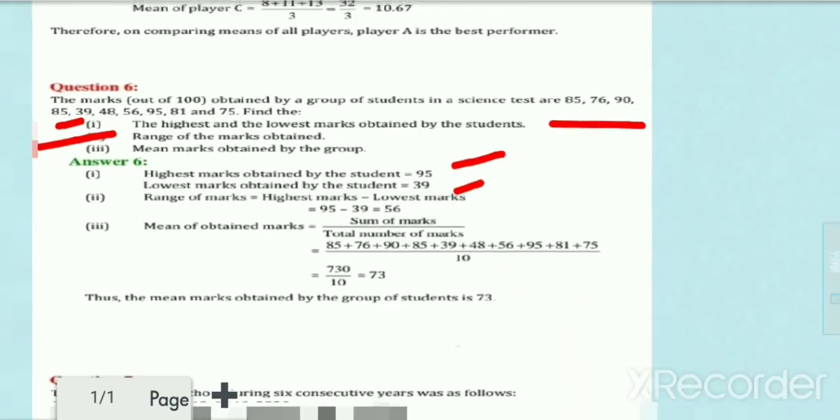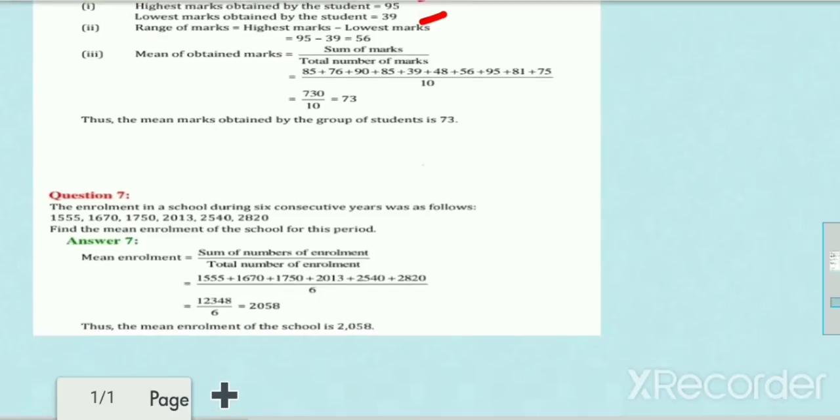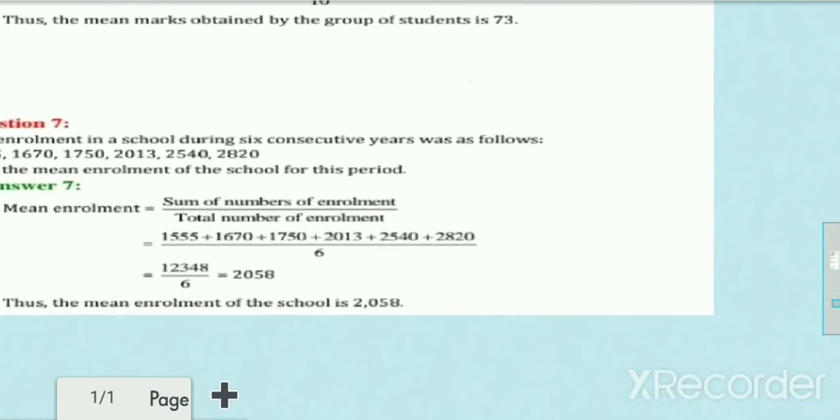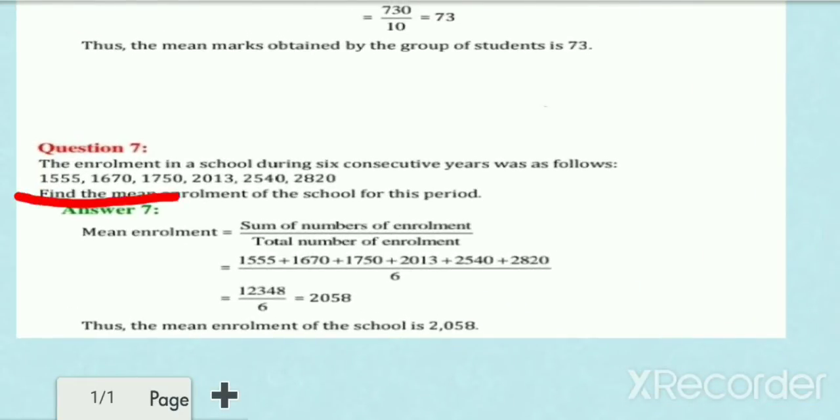Okay. Now question number 7. Here the enrollment in a school during 6 consecutive years is given as follows. Here 6 numbers are given, which are consecutive. Find the mean of this. So easily, the sum of all numbers upon total numbers is the mean. Okay, clear?